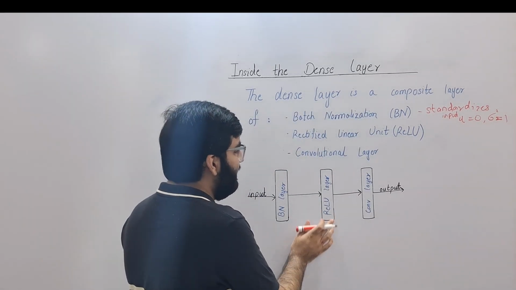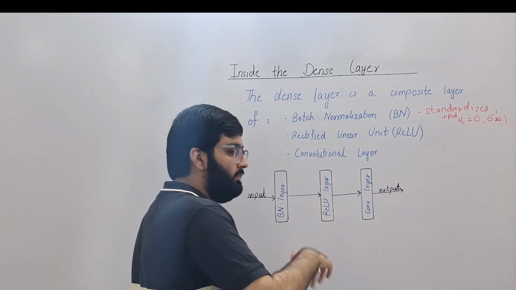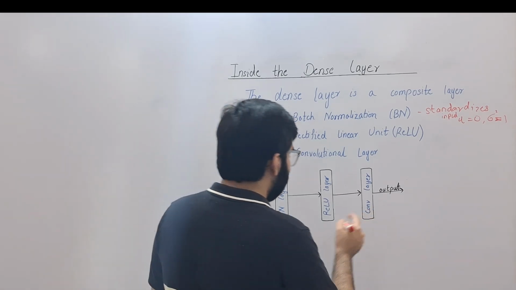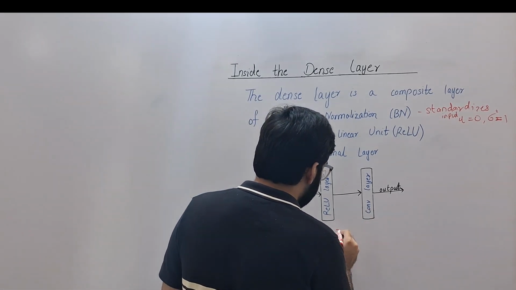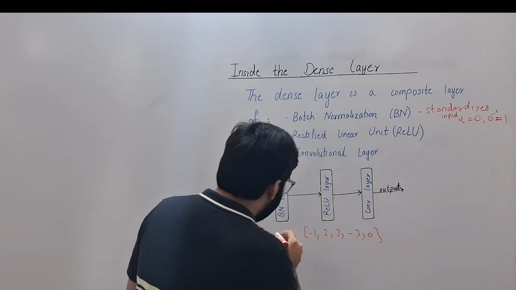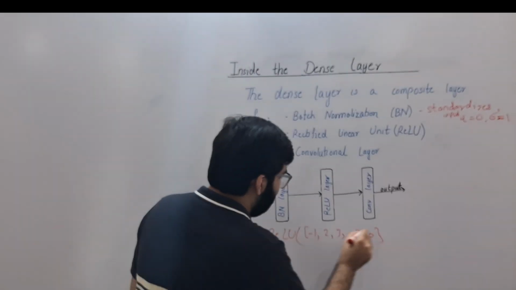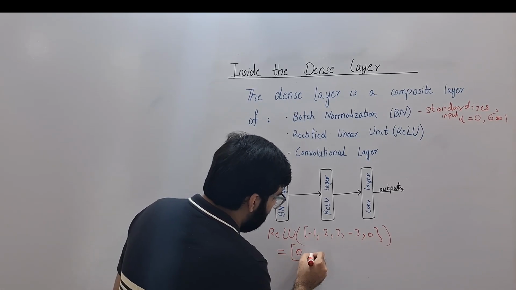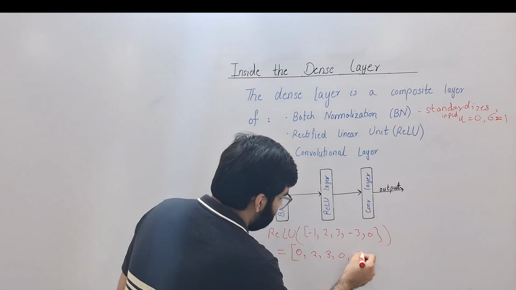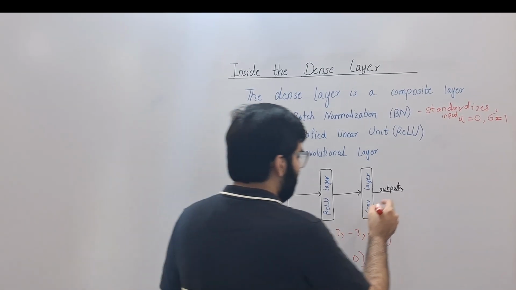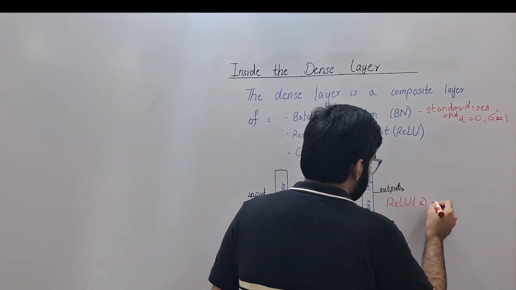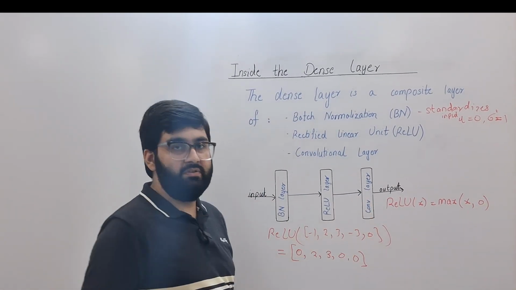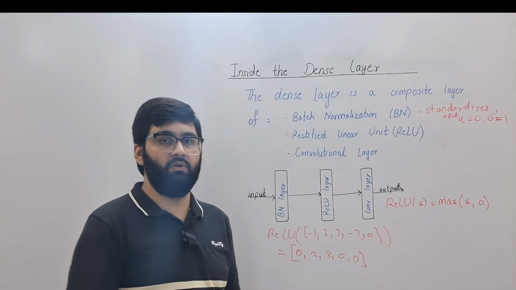Secondly, the rectified linear unit layer. It drops all the negative values in the input and converts them to 0. For example, if the input is -1, 2, 3, -3, 0, a rectified linear unit applied on this will simply convert the negatives to 0 and the positives remain as they are. Mathematically, ReLU can be written as follows. Finally, we have the convolutional layer, which is a typical convolutional layer that we have studied before.